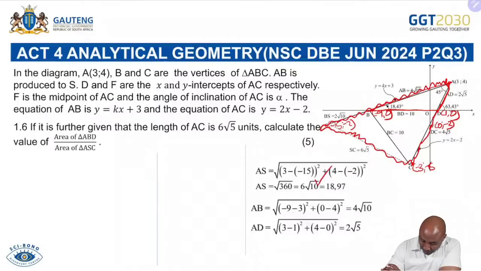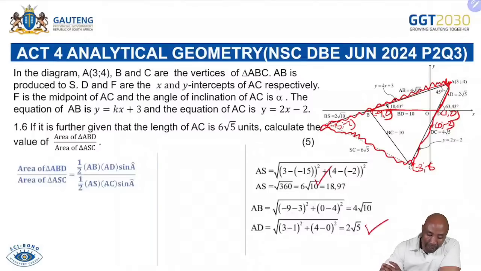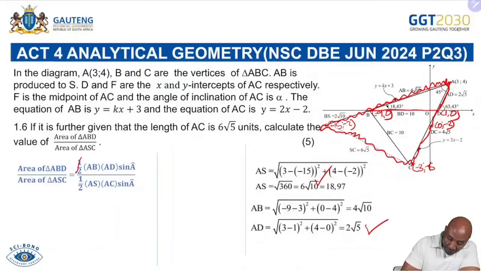So now our AD is 2 root 5. Our AB, we are able to see that it's 4 root 10. Now, let's go to how we are going to look at that one. The area of triangle ABD will be half AB times AD sine A. The area of triangle ACE will be half AC times AE sine A. And if you check, the half and the half go, and the sine A will go.